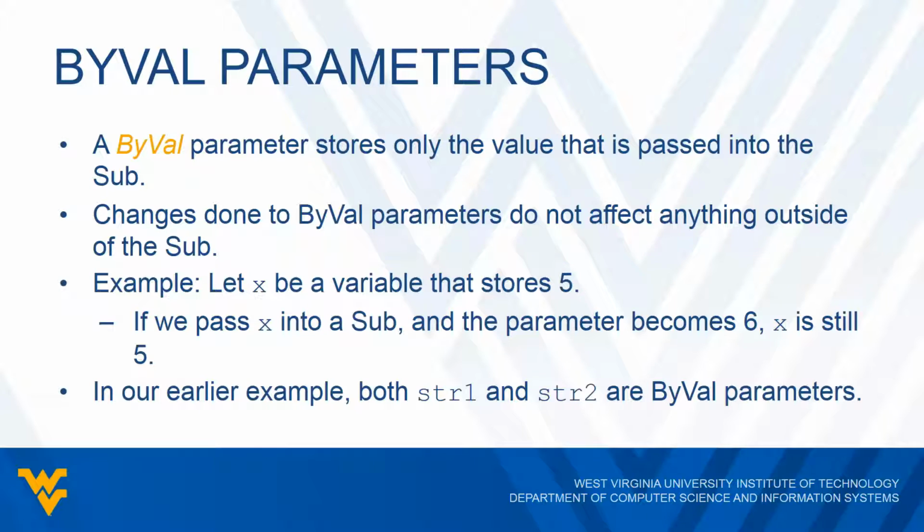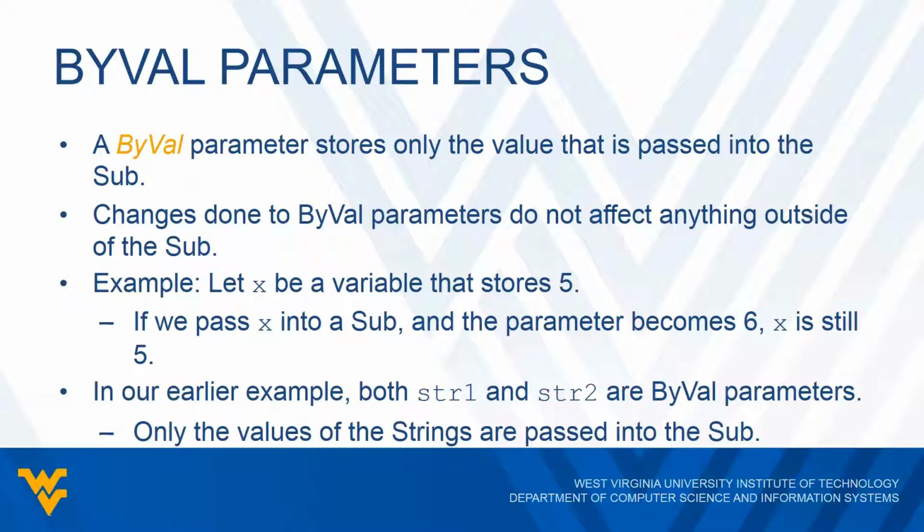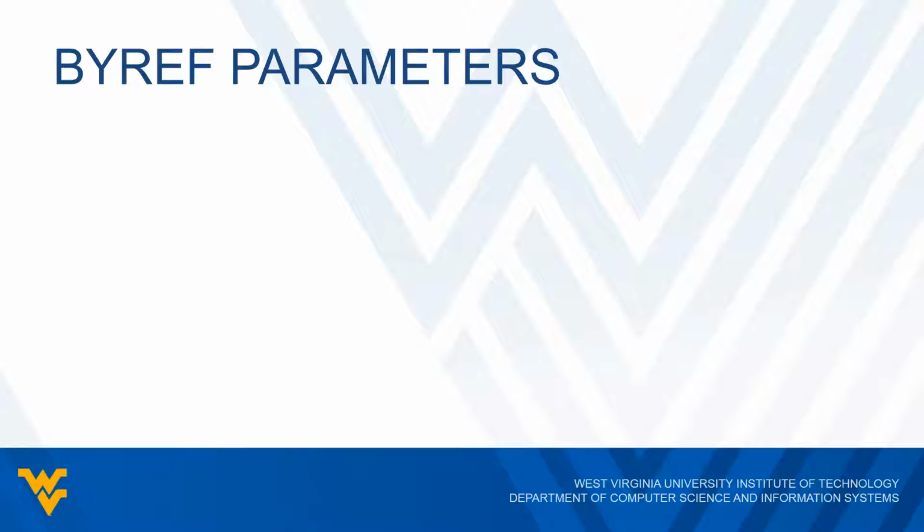In our earlier example, as I mentioned just a minute ago, both str1 and str2 were ByVal parameters. And what that means is only the values of the strings were passed into the sub. If we made any changes to str1 or str2, they would have no impact on the strings that were actually being passed to those parameters.